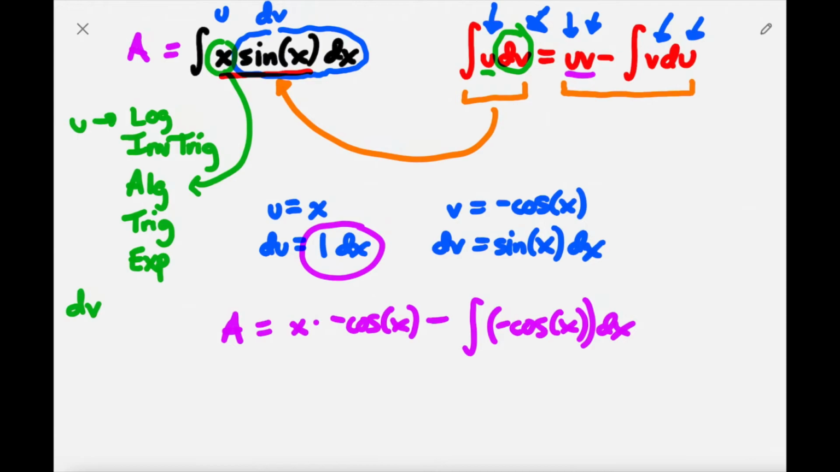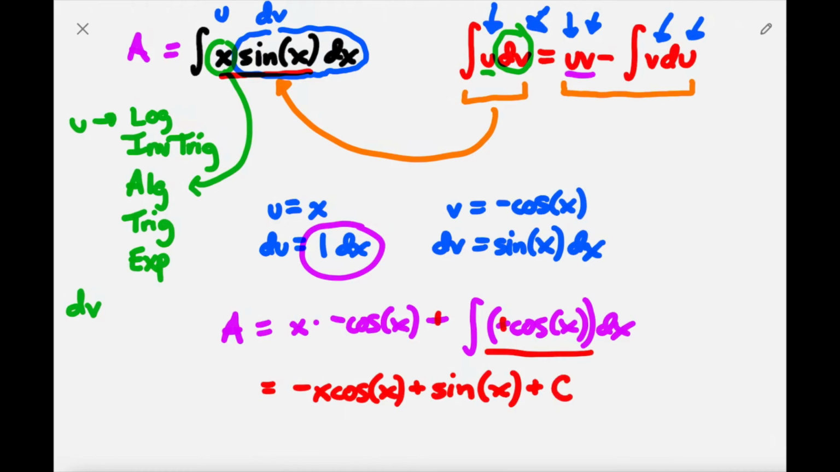Now you can see this is not too bad of a problem to solve afterwards because this part right here is just negative x cosine x. This part right here is just the antiderivative of negative cosine x. It's actually easier if you just did plus here, and then you end up with sine x. And I said this before, but you're going to want to add that plus c in there to find the antiderivative of this original integral in black up here. And that's basically it right here.